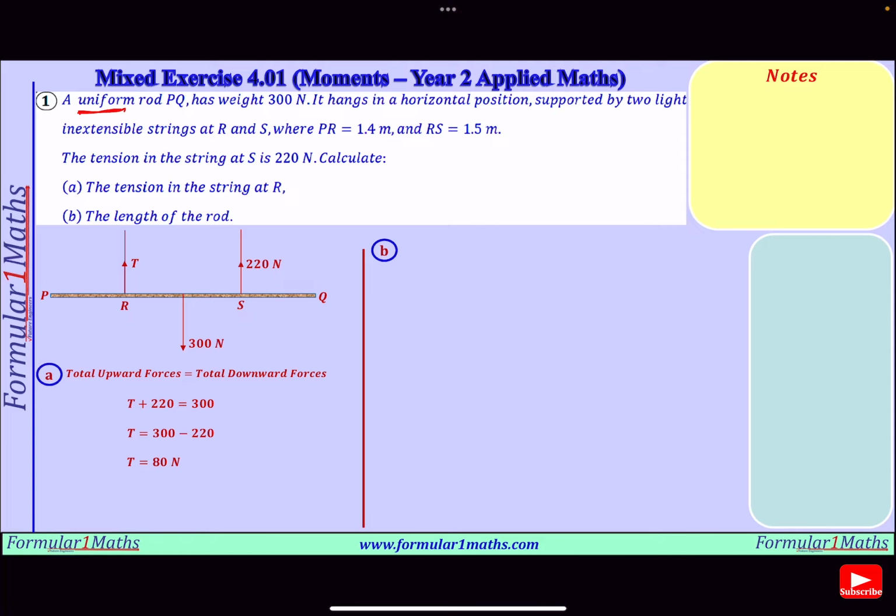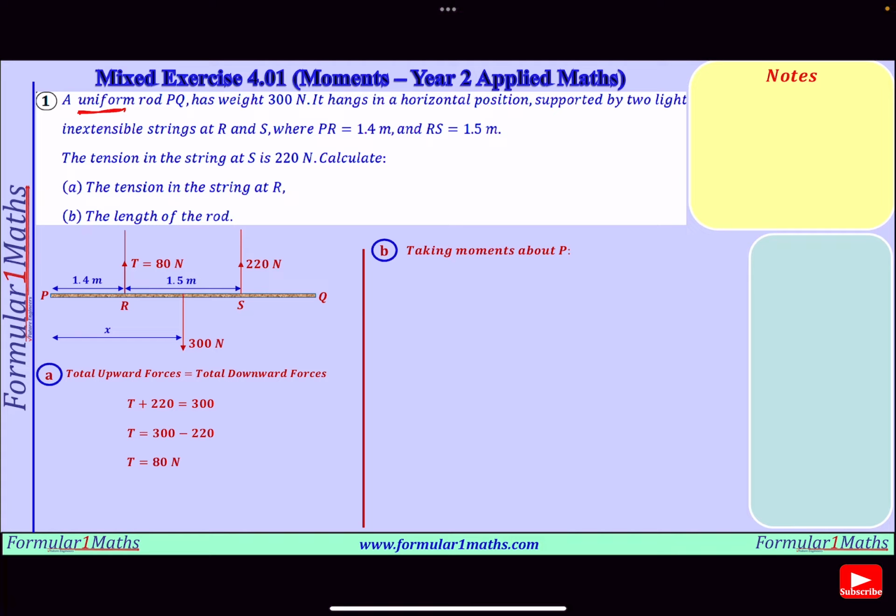For B, we need to take moments, and I've decided to take moments about P. So we need to find the respective perpendicular distances from the lines of action of the various forces. We know that T is equal to 80 and PR 1.4 meters, RS 1.5 meters, and because the weight acts right at the center, I'm going to say let the distance from P to the center be X. So let's call that X. We are now in a position to take moments about P.